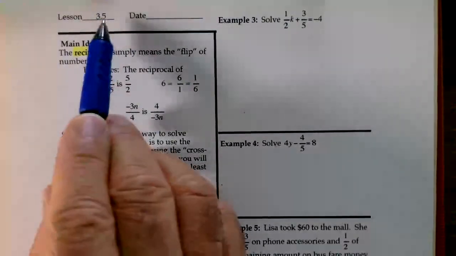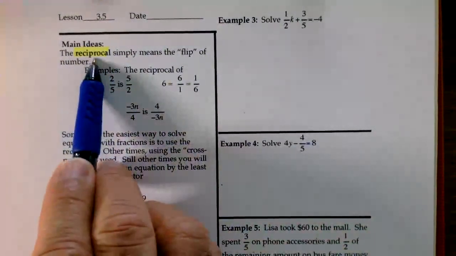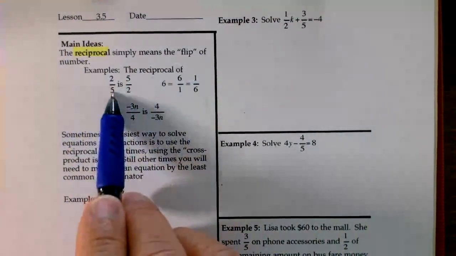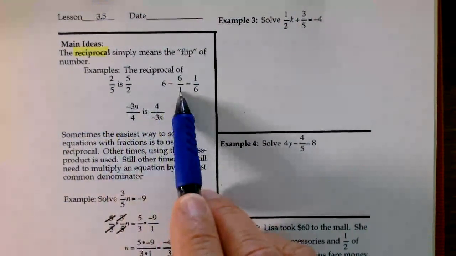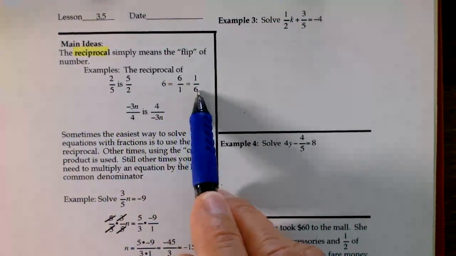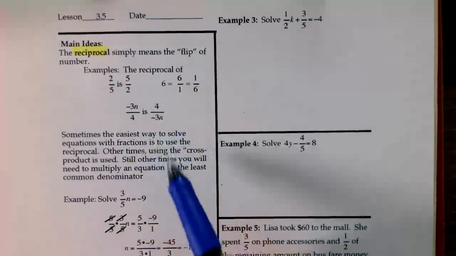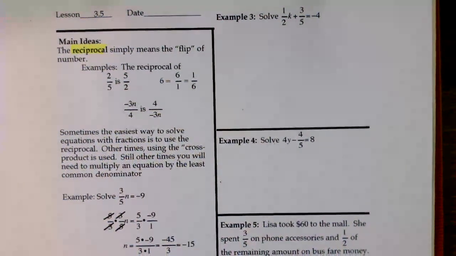We are looking at chapter 3, section 5. The word reciprocal is the key. It means a flip basically. 2/5 flips over to 5/2. 6 or 6/1 can flip over to 1/6. In algebra we can use variables as you could see there and flip them. And we're going to use this idea to make fractions a lot easier to work with when we're solving equations.